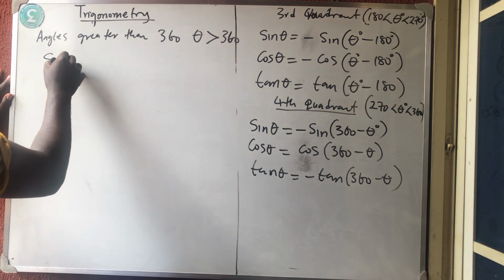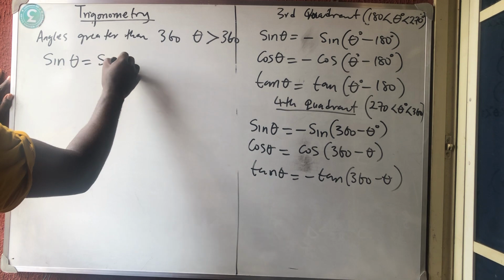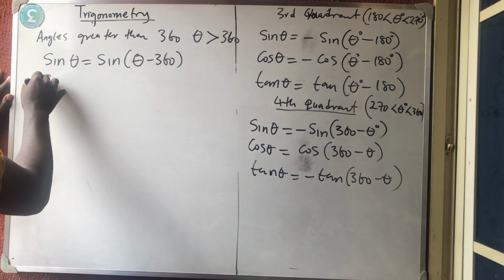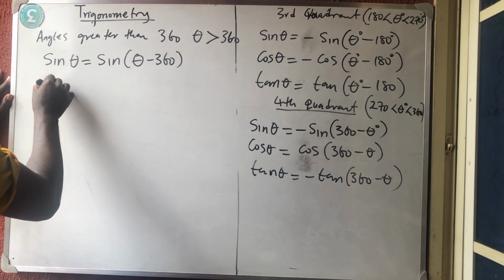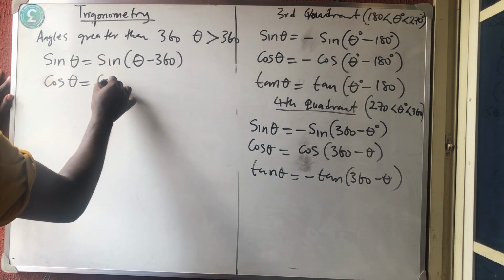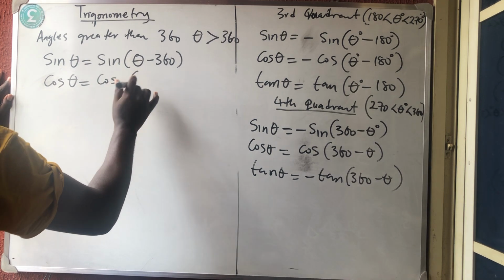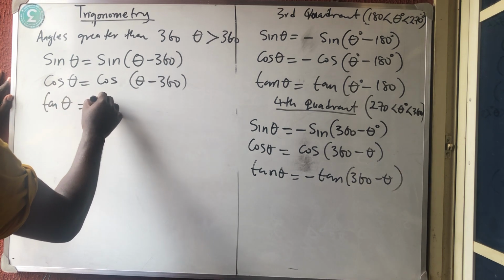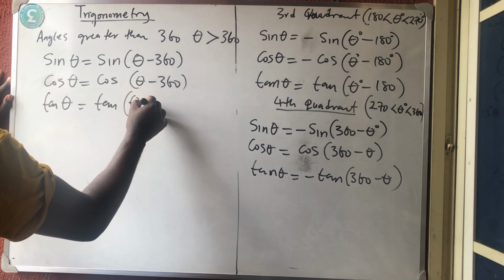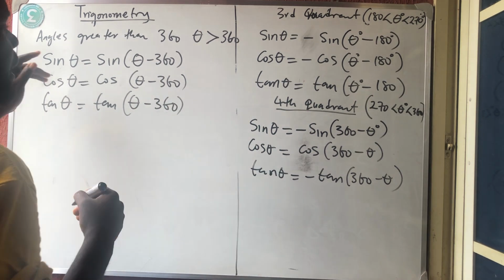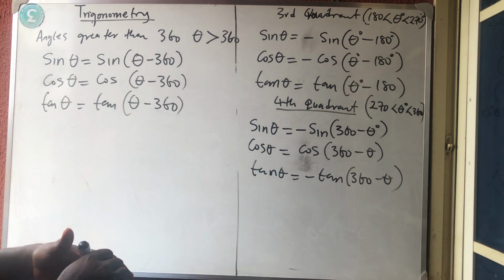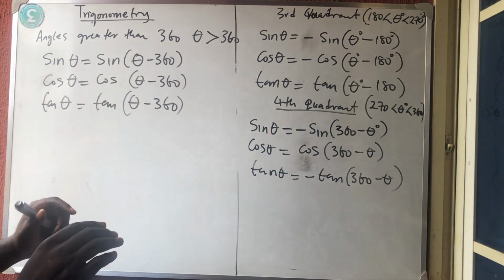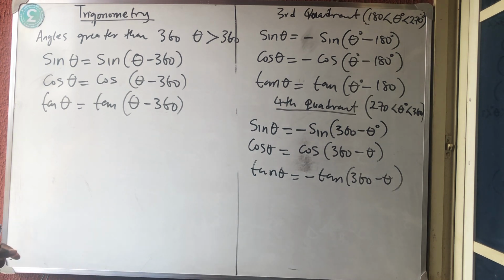So which means sine theta is equal to what? Sine of that theta that is bigger minus 360. Okay? So, cos, don't put any sign yet. Cos theta is equal to what? Cos of that theta minus 360. For tan theta is equal to what? Tan of that theta that is bigger minus what? 360. So you will keep subtracting 360 until it will naturally fall into a quadrant. So once it falls into a quadrant that you know, then apply the law that follows in that quadrant.